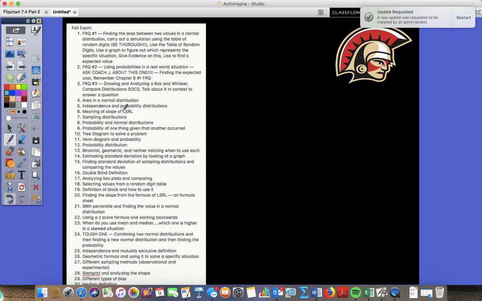Number 7, sampling distribution is a sample of a sample. Remember when we talk about mu of p hat or standard deviation of p hat, the formulas are p, and the square root of p times 1 minus p over n. This is on your formula sheet, by the way. Make sure we remember that.